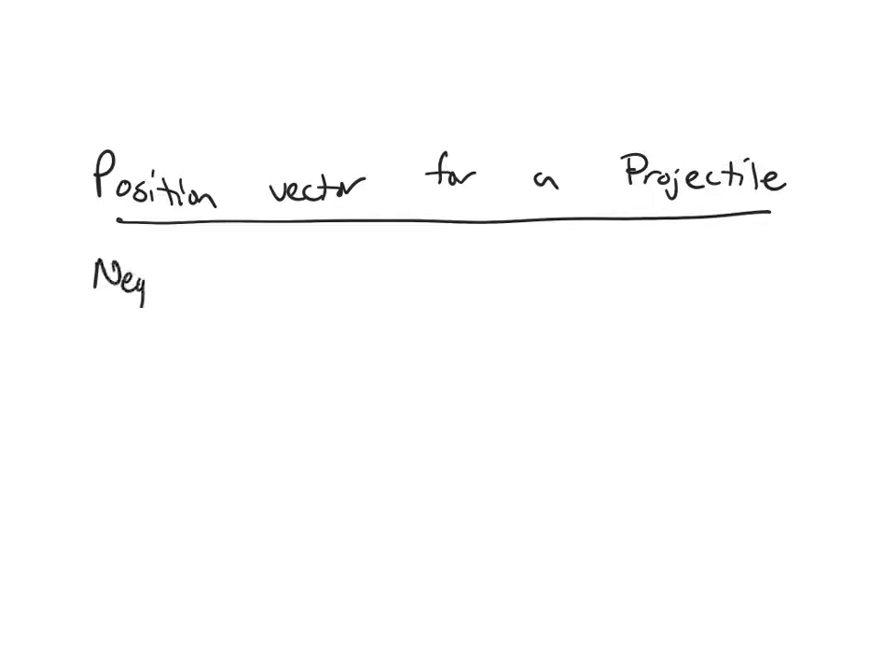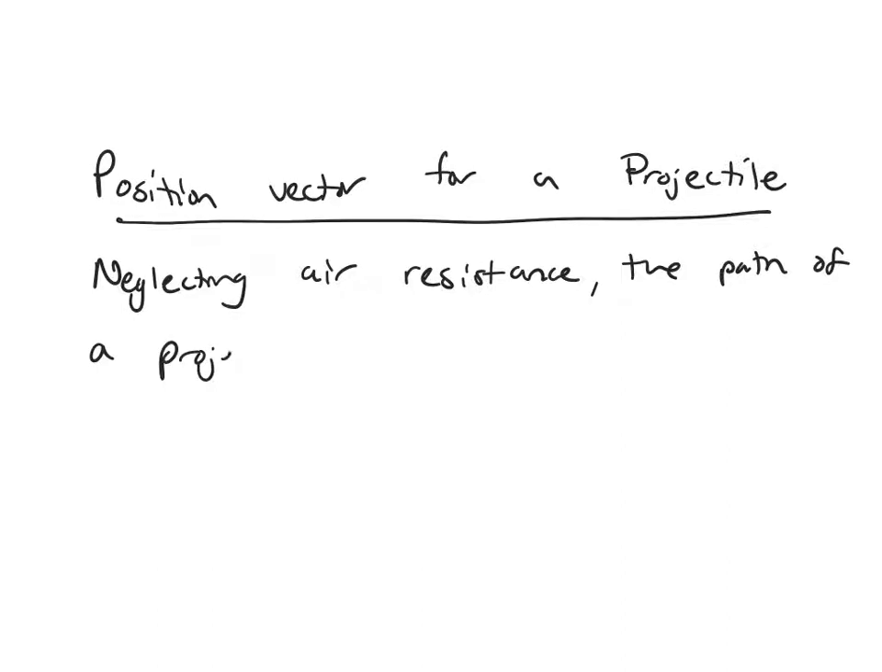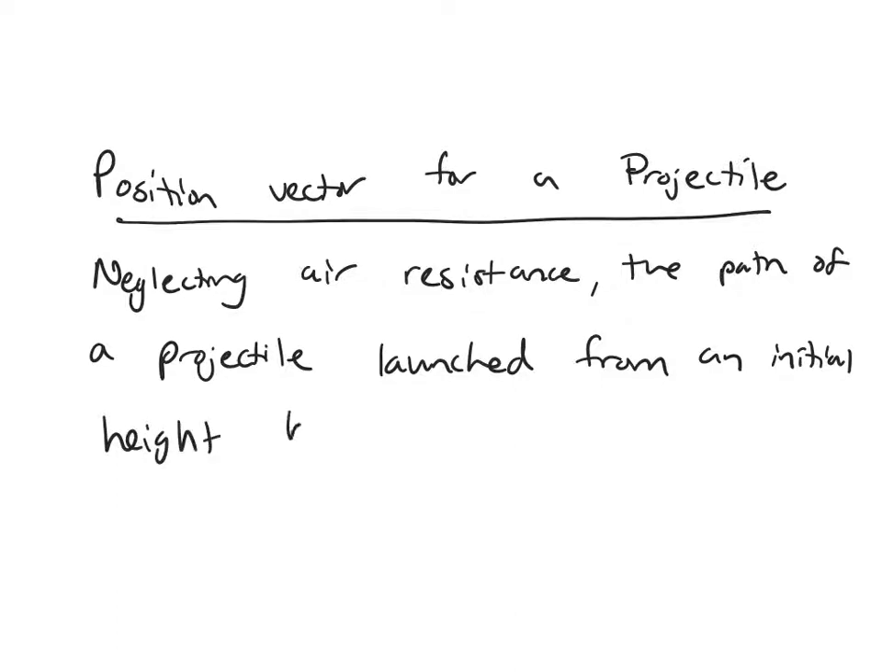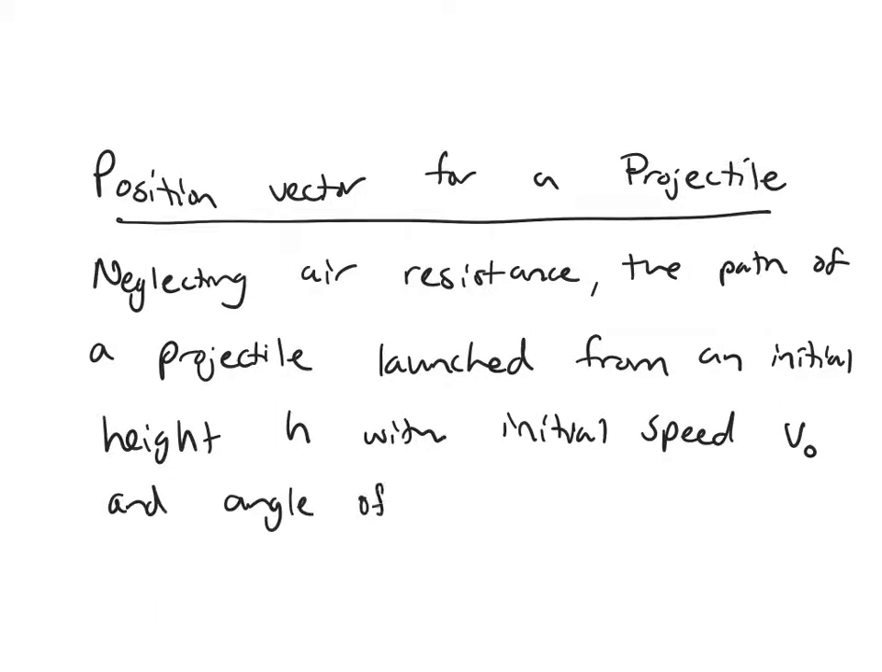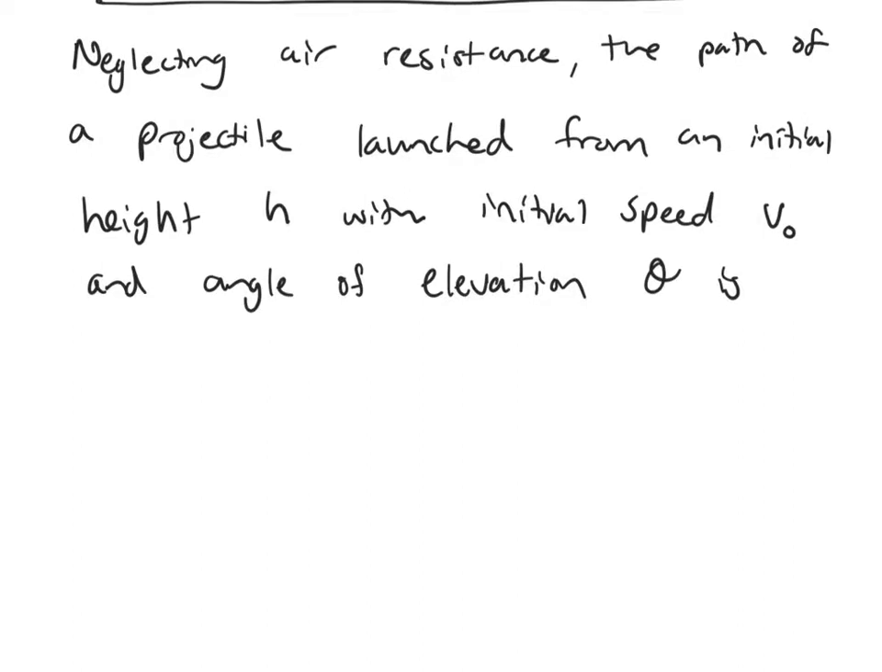The formula says, neglecting air resistance, the path of a projectile launched from an initial height h with initial speed v0 and angle of elevation theta is described by the following vector valued function r of t.